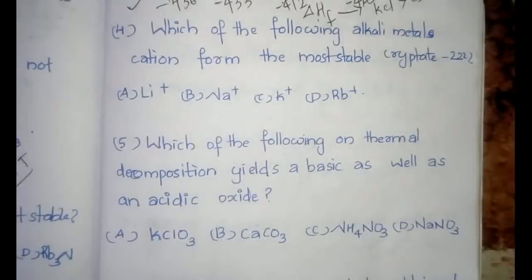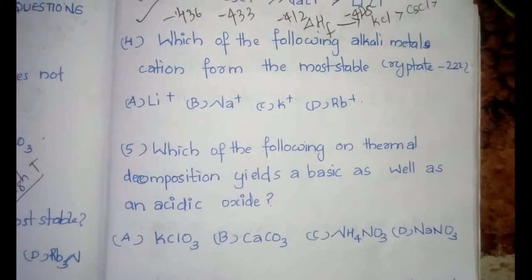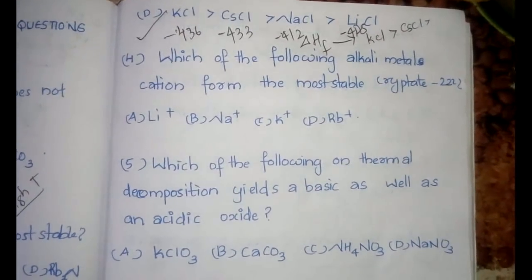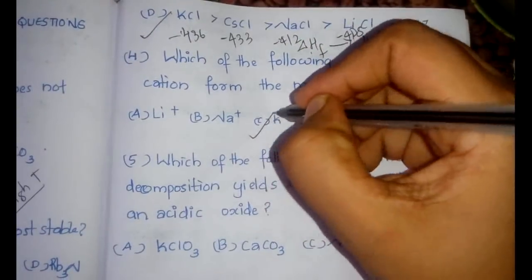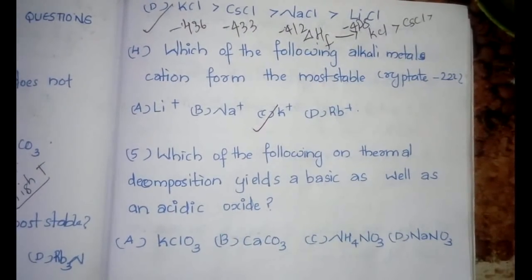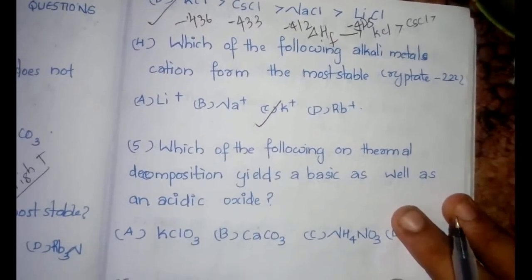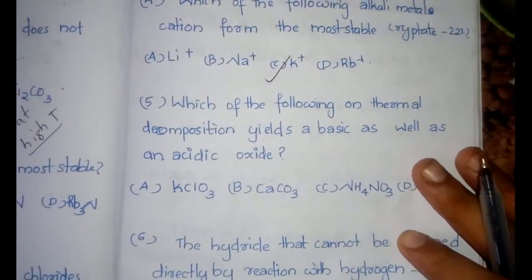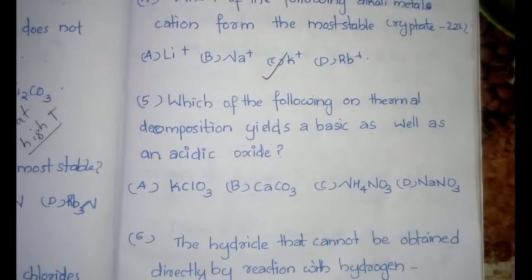The next question is, which of the following alkali metal cations forms the most stable cryptate 222? The answer is option C, K+. We will be talking more about supramolecular compounds later, then you will understand why. For the time being, just understand that the answer is K+.